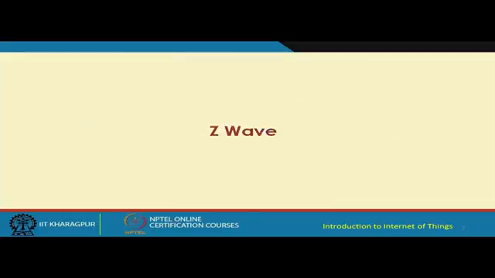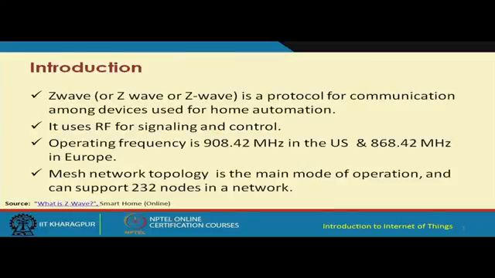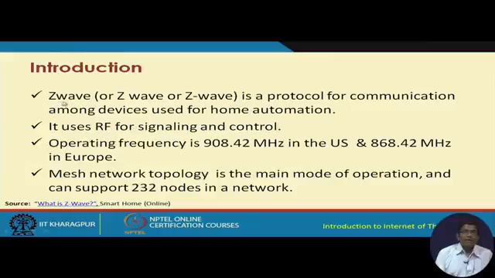So, we look at this Z-Wave. Z-Wave is also written in different ways. We could write Z-Wave altogether, or with a space between Z and Wave, or with a hyphen between Z and Wave. And this is a protocol that is used for communication between different IoT devices for home automation, as I just said before.